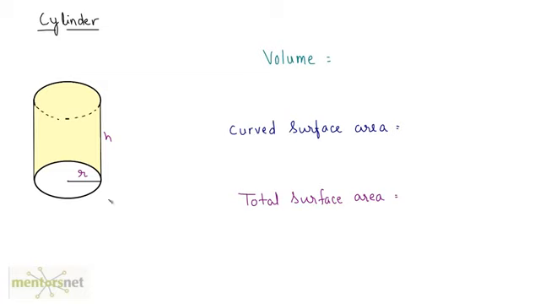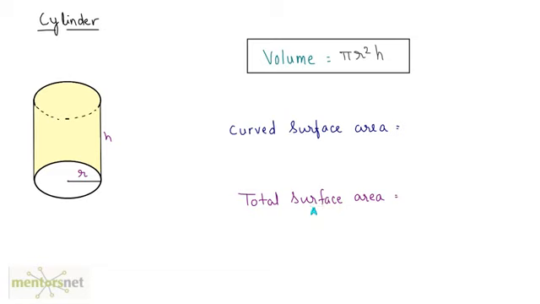Well, volume will be the area of the base times the height, isn't it? So the area of the base will be pi r square times the height, or the length, this area is dragged on, you could say, right? So pi r square times h. This is the standard formula for calculating the volume of a cylinder. That's pi r square h.